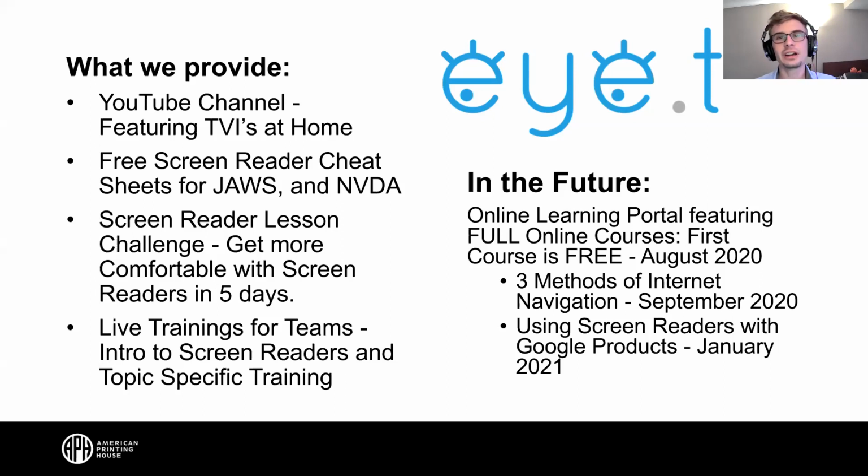We also offer free NVDA and Jaws cheat sheets. In a couple of weeks, we're going to release our Chromevox cheat sheet. And I'm biased, but it's the best cheat sheet out there because it organizes things in a way that you would actually teach Jaws or NVDA. So it's very easy to follow. Right now we're doing a screen reader lesson challenge via email. You get 5 days of emails that you can use to start developing your own lesson to teach Jaws, NVDA, or Chromevox. That's also available on our website.